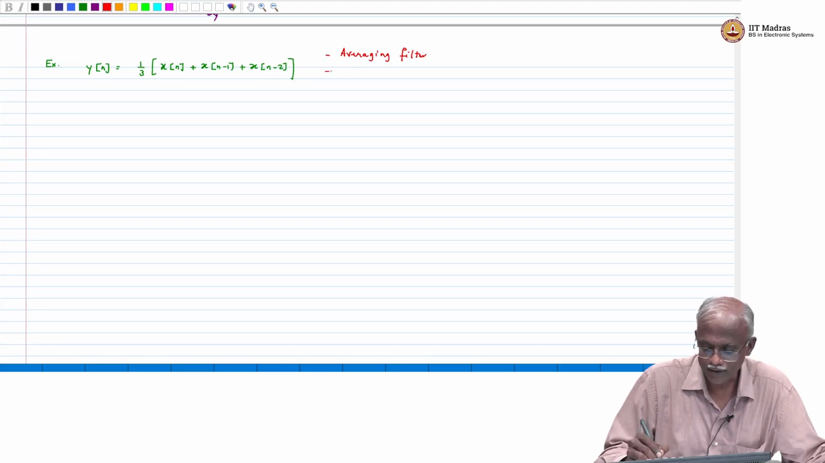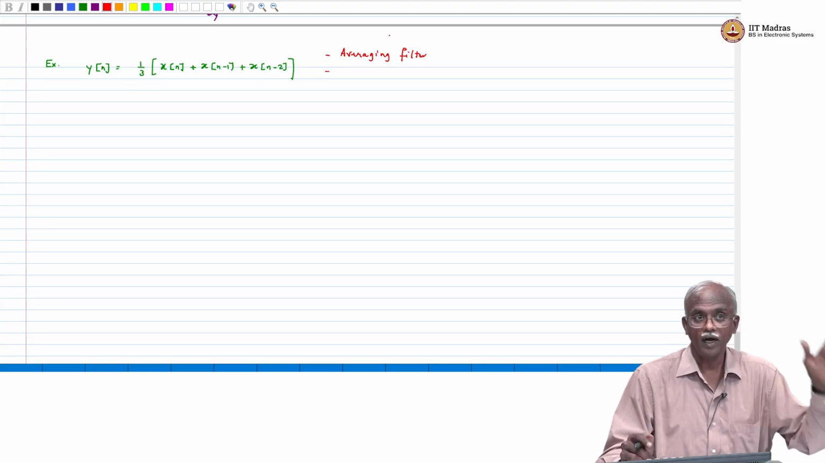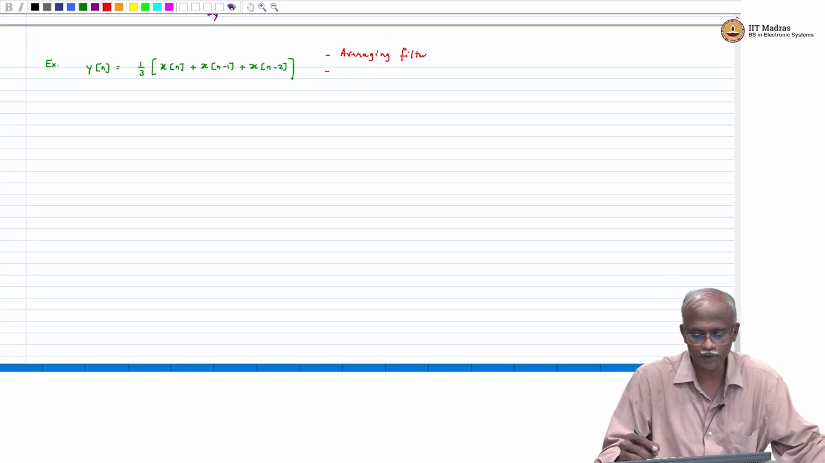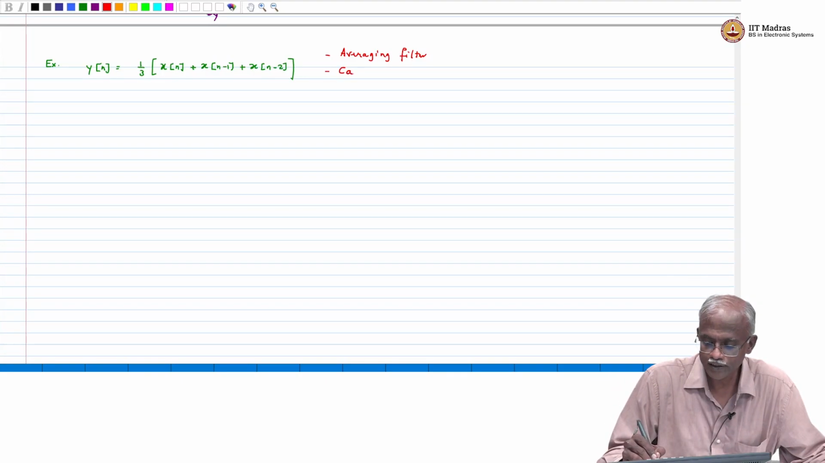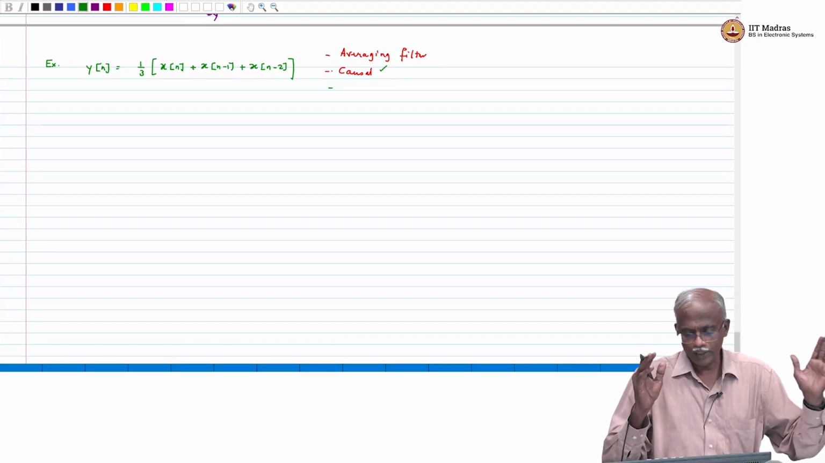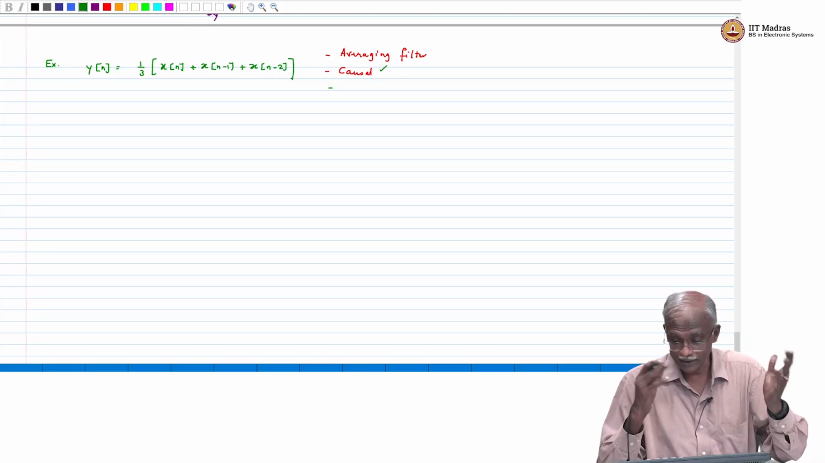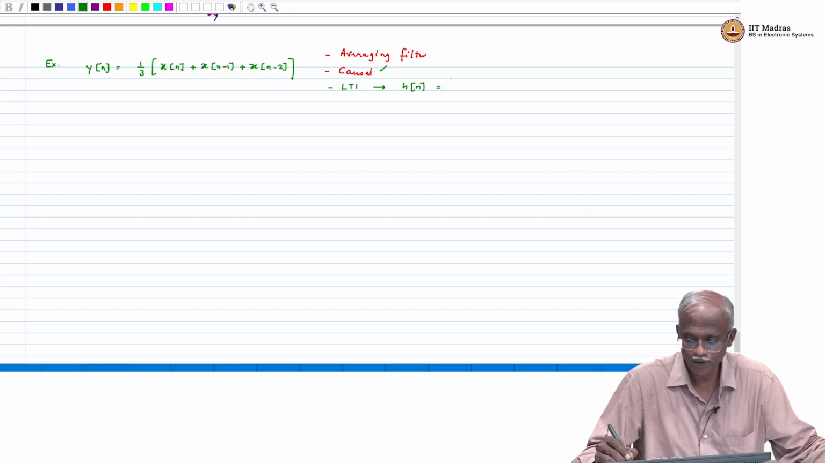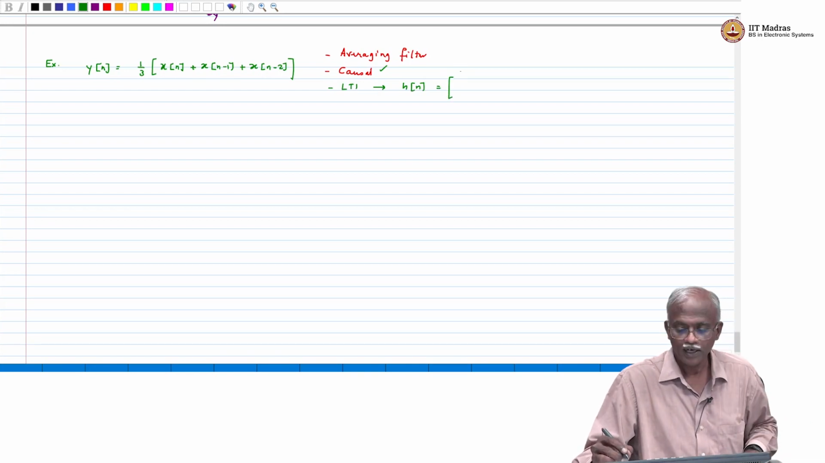Okay, is this causal? Output depends on current and past inputs, so it satisfies the property of a causal filter. Okay, and we also explained in the last session that this is an LTI system. LTI system means there must be an impulse response. So, what is the impulse response of this particular system?